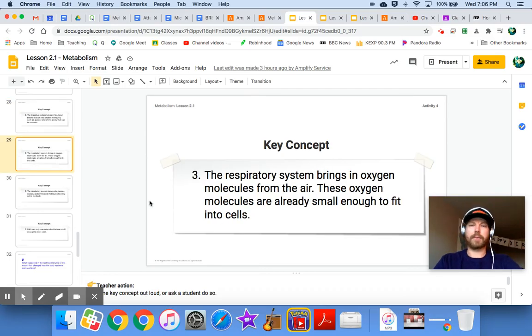How about this one? The respiratory system brings in oxygen molecules from the air. These oxygen molecules are already small enough to fit into cells. Oh, thank goodness. We don't have to do any breaking down of oxygen molecules. They are really small. They are only 2 atoms big. 2 oxygen atoms put together to make an oxygen molecule.